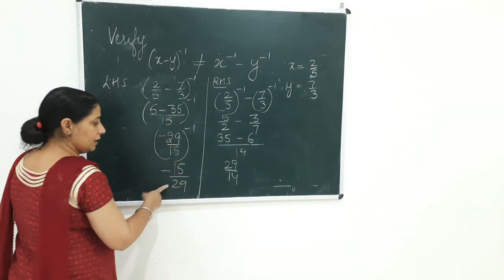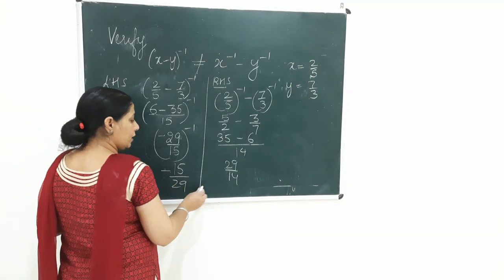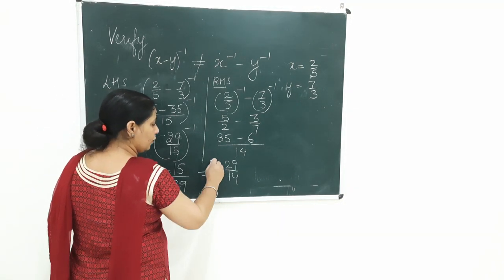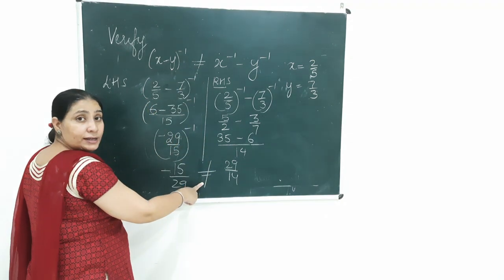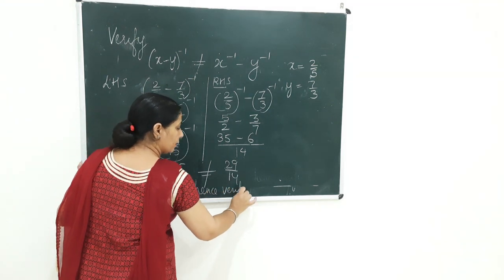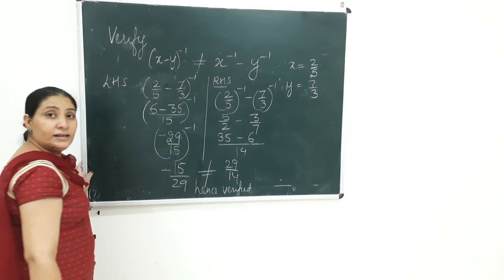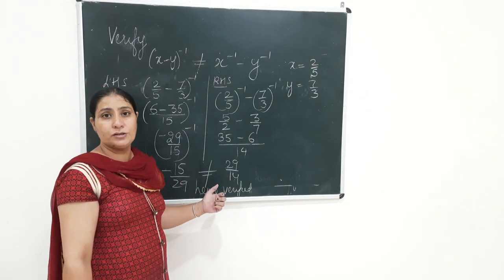So what do you see? Here you got the answer minus 15 by 29. Here you got 29 by 14. So are they equal? They are not equal. This is what you wanted to prove, that they are not equal. So this is hence verified. So beta, in the same way we can do it for division also and for multiplication also accordingly.